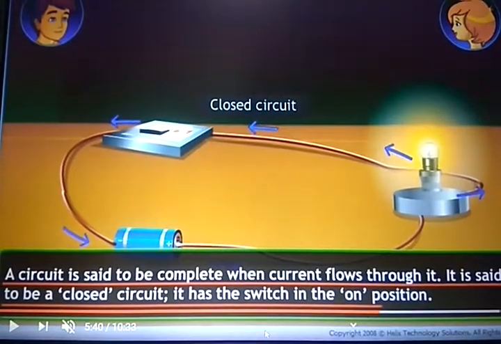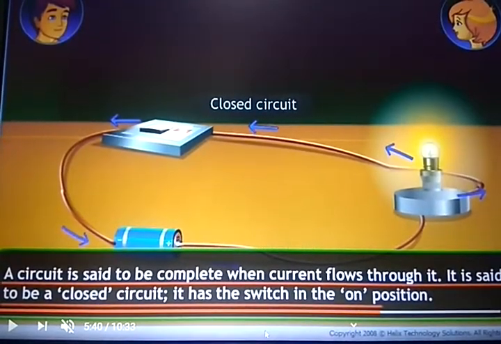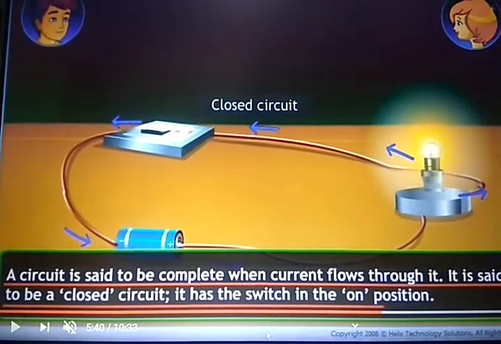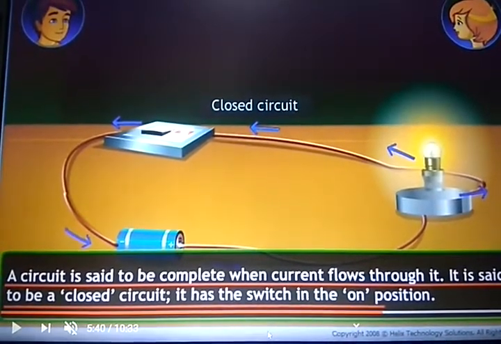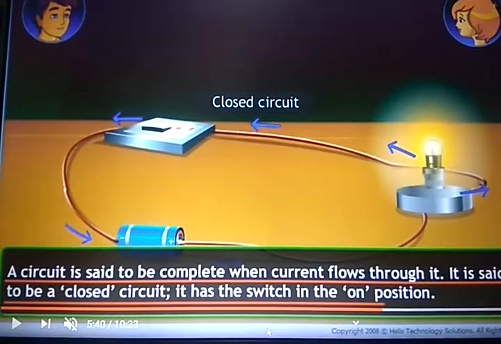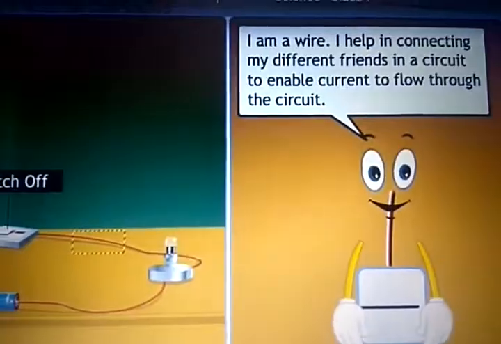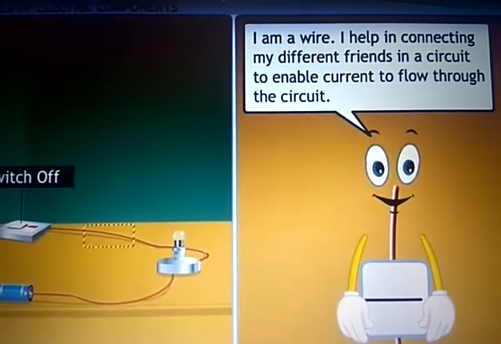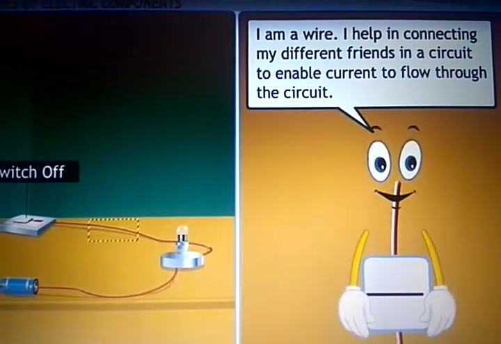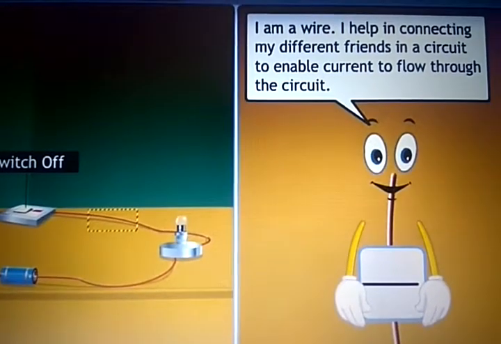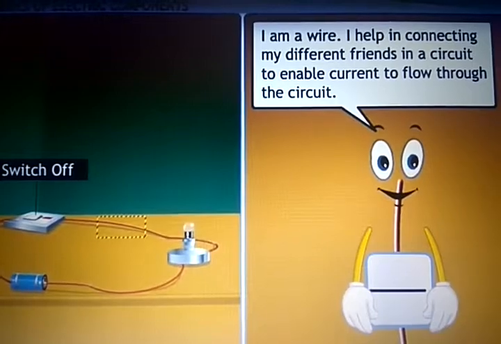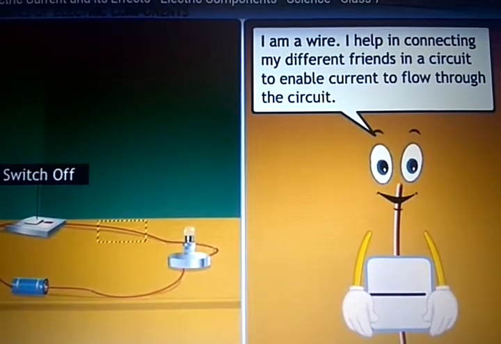Switch is on. You see the direction of the current flow from positive terminal to negative terminal, and the direction of electron from negative terminal to positive terminal. Remember this 2 point. Here see, I am a wire. Here you see, I help in connecting my different friends in a circuit to enable current to flow through the circuit. So it is the component, that is wire, which is used to flow the current.